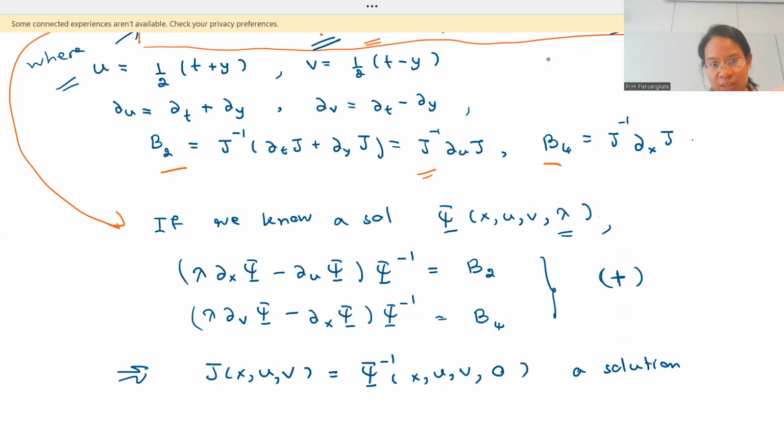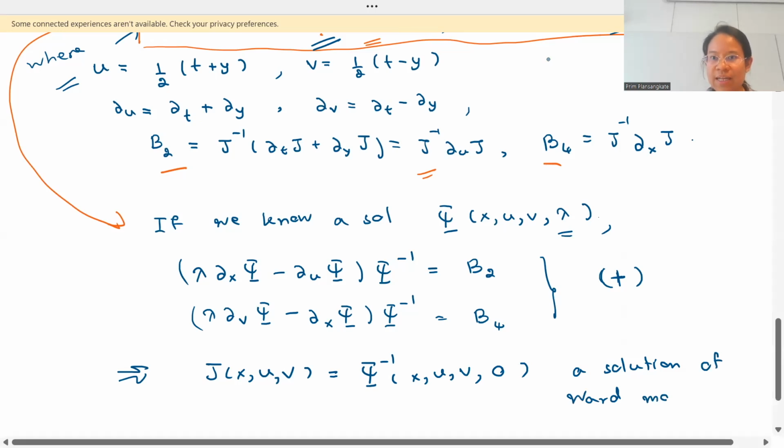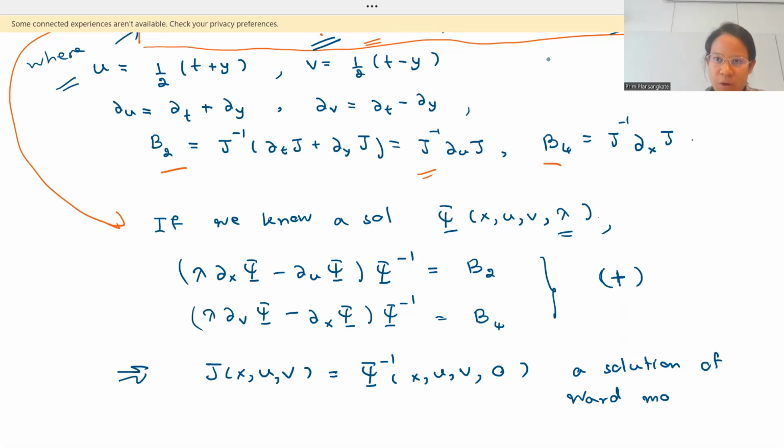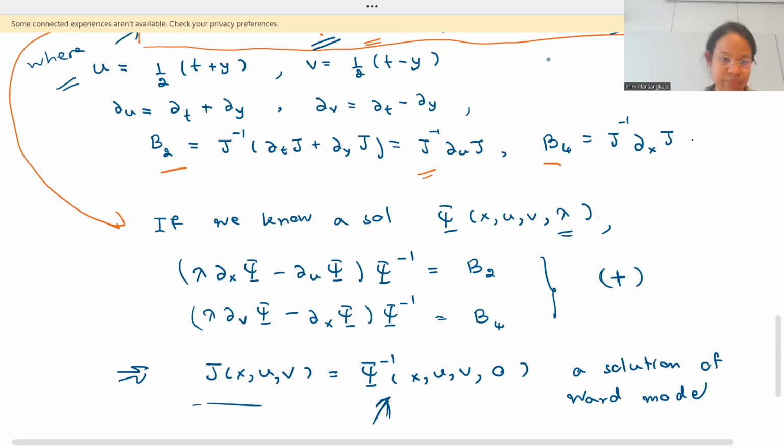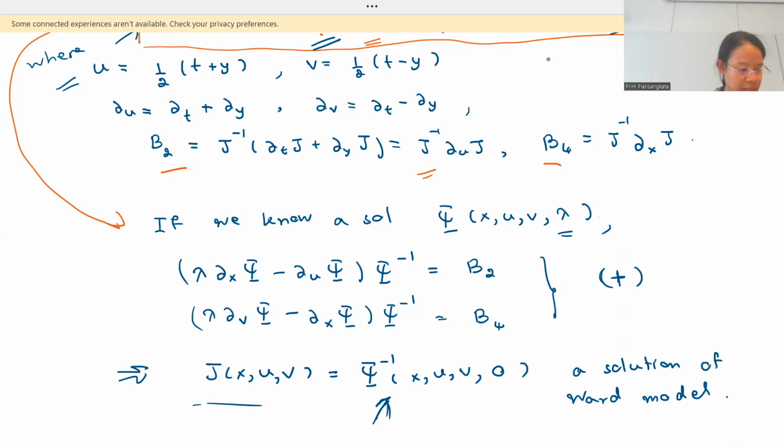And this is a solution. If a solution psi to the lax pair exists, then the J getting from here will be a solution of the Ward model automatically, because the existence of psi in the first place is due to the compatibility condition, which is the Ward model. So if we know a solution to the lax pair, this J will be a solution to the Ward model.